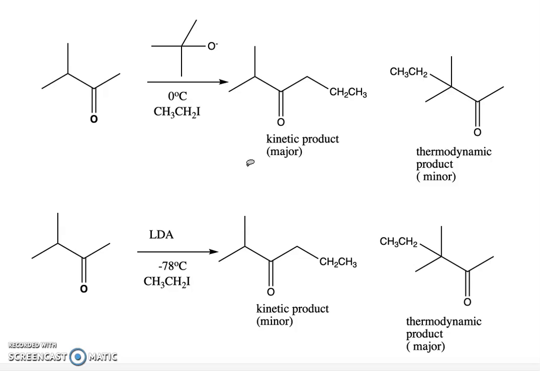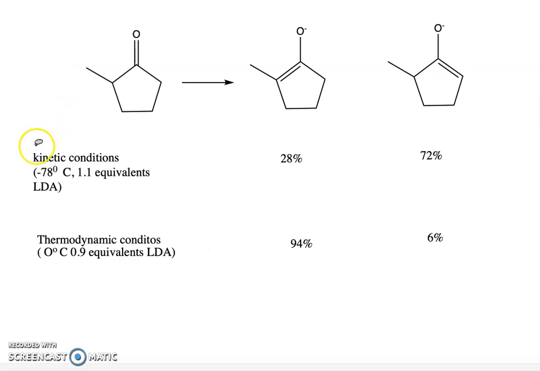However, I want to point out to you that it's very common to use LDA whether you want the kinetic product or the thermodynamic product, but by modifying the conditions a little bit, we can use LDA to get either our kinetic enolate or our thermodynamic enolate, and I want to show you those conditions now. So for my kinetic conditions, I use the low temperature, I use extra LDA, just a little bit more LDA than my ketone. So if 1 mole of this, I have 1.1 moles of LDA. And low temperature, as I said, I will get mostly my kinetic product, 72% to 28%.